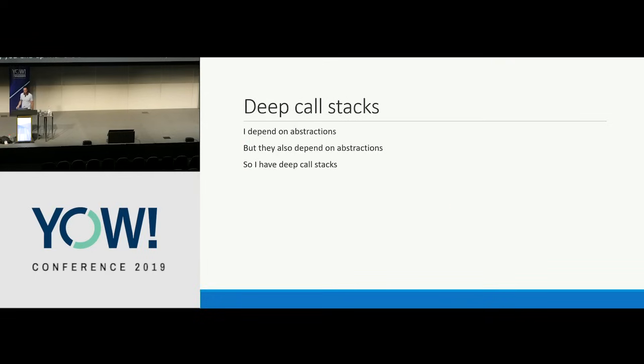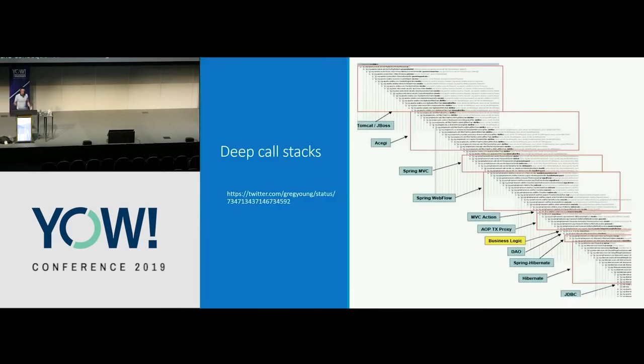So I depend on abstractions, but they depend on abstractions, so I can get deep call stacks. Hang on, I need to drive this thing. See the business logic in the middle there? Note that that's only 2 rows. Does that feel familiar? It's funny because it's true, and this isn't a poke at Java. I've seen this in .NET, I've seen this in TypeScript.